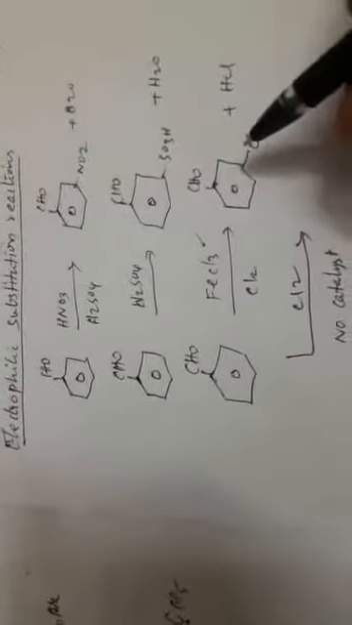Next, chlorination also without catalyst. With catalyst, that is ferric chloride, meta-chlorobenzaldehyde is formed. Without catalyst, COCl plus HCl, benzoyl chloride is obtained. Both reactions, with catalyst or without catalyst, are important.